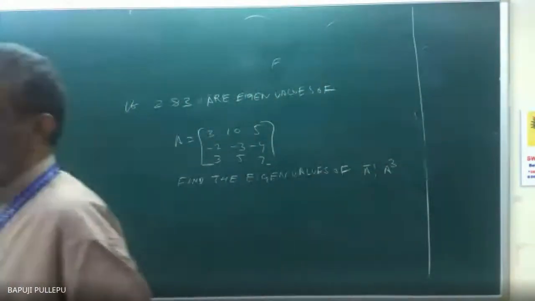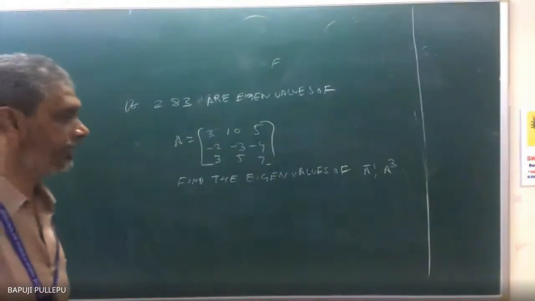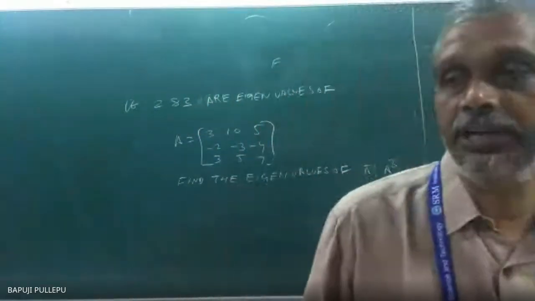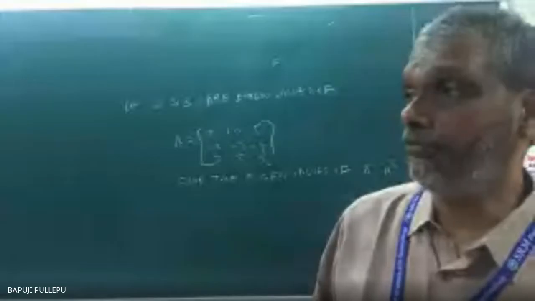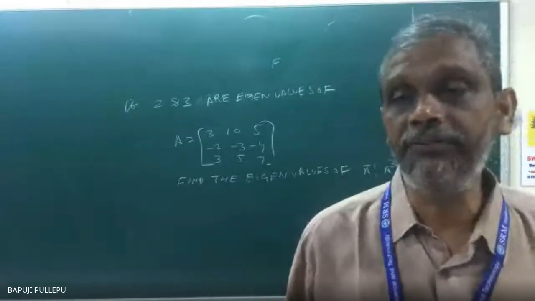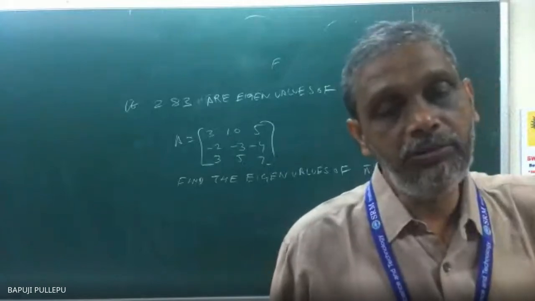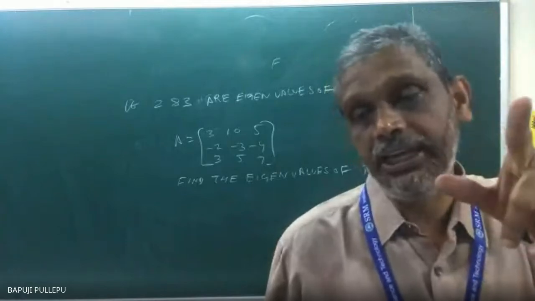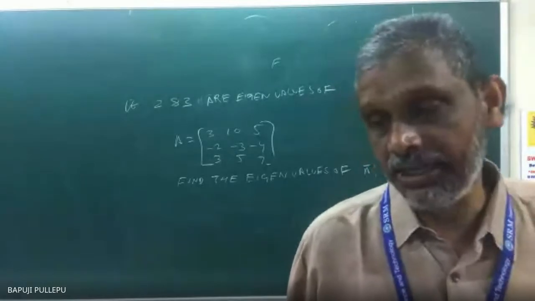Looking at the matrix, this is a 3 by 3 matrix. Two eigenvalues are already given, lambda 1 and lambda 2, so I want to find lambda 3. First you need lambda 3, then only you can attack A inverse and A cube. The twist is that they are not telling the lambda 3; they are directly asking for A inverse and A cube. To find them, first you need lambda 3.